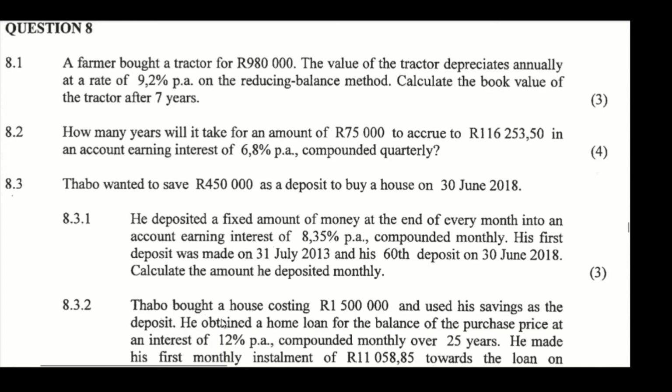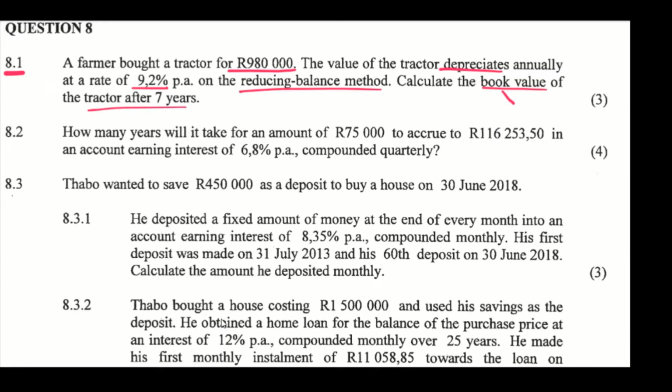Now we're gonna do question 8. In 8.1, a farmer bought a tractor of 980,000 rand. The value of the tractor depreciates annually at a rate of 9.2% per annum on a reducing balance method. Calculate the book value of the tractor after 7 years.